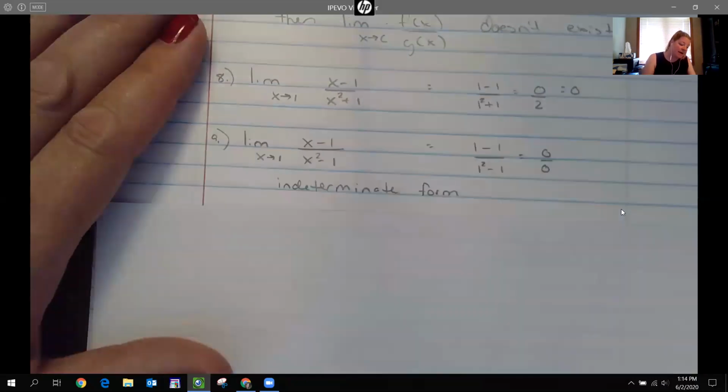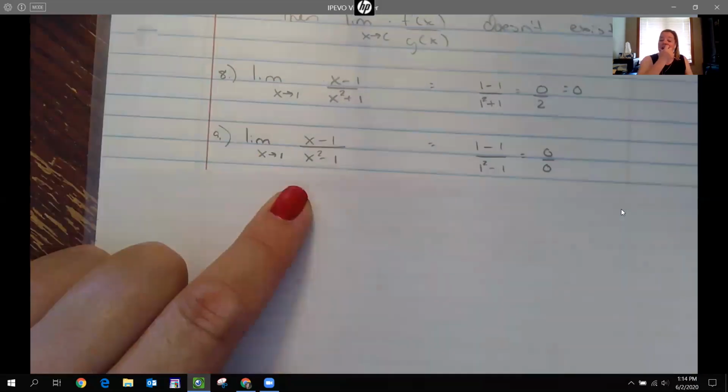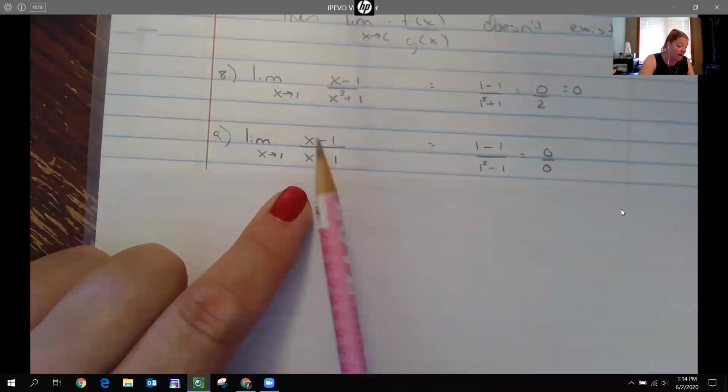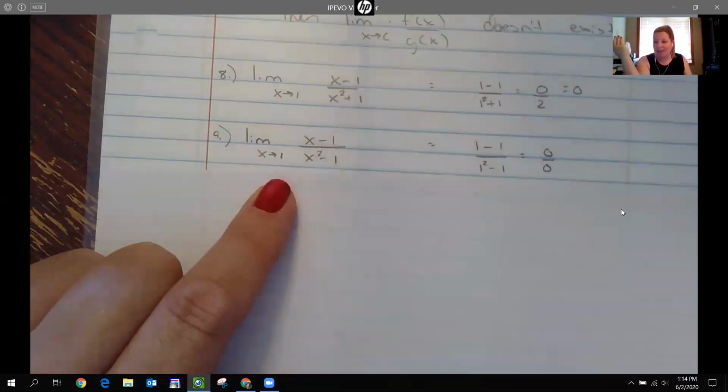Okay, what about this one? What if I would have had a minus in that denominator? Well, then I would have put in that 1 value, 1 and 1, and I would have got 0 over 0. So basically, it told us nothing.